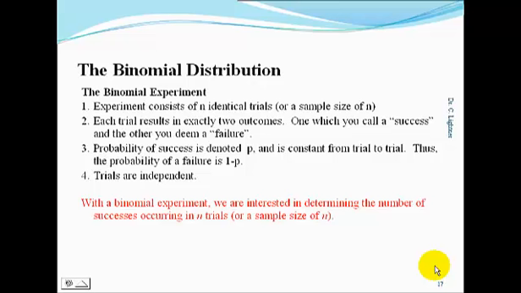With a binomial experiment, we are always interested in determining the number of successes that occur in n trials, or a sample size of n. Whenever you are given a problem and you suspect that the problem is a binomial experiment, you should go through each of these four steps in order to confirm that it is a binomial experiment and identify all of the parameters.